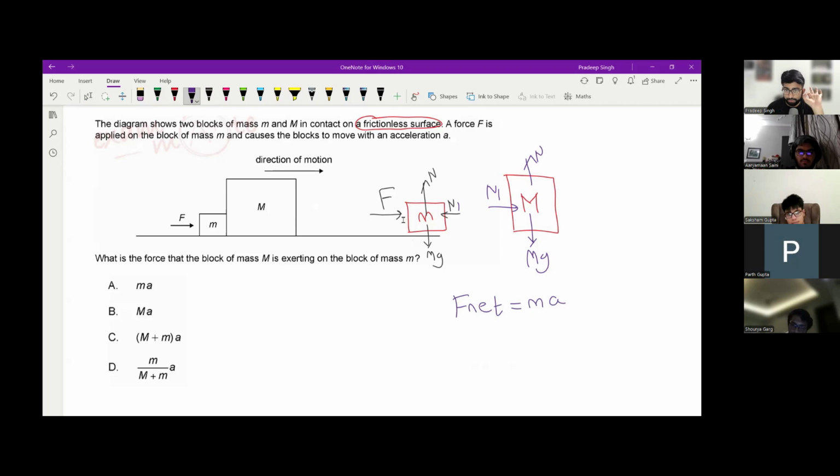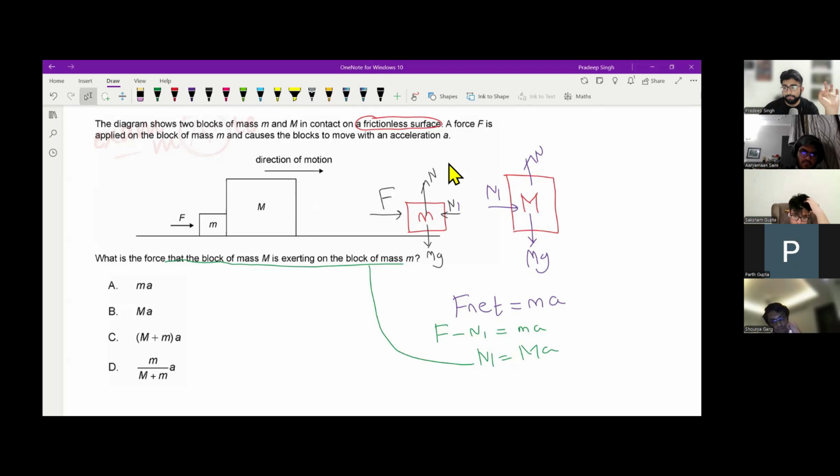So Parth, let's start with small m. Tell me the net force acting on small m. It'll be F minus N1. F minus N1 will be equal to what? Small ma. And now tell me the net force on capital M. N1 is equal to capital MA. That's it. Now, since the question wants the force that the block of one mass is exerting on the block of the other mass, that is N1 only. So capital MA is the answer.